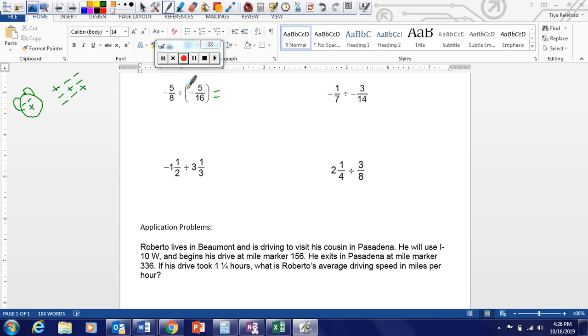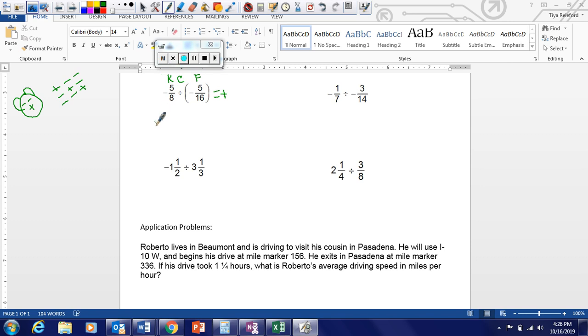Looking at my first example, I have 2 negatives. According to tic-tac-toe, 2 negatives gives me a positive answer. I'm going to go ahead and write a positive sign just so I remember. There are no mixed numbers, so I don't have to do step 1. I'm going to go ahead and keep, change, flip.